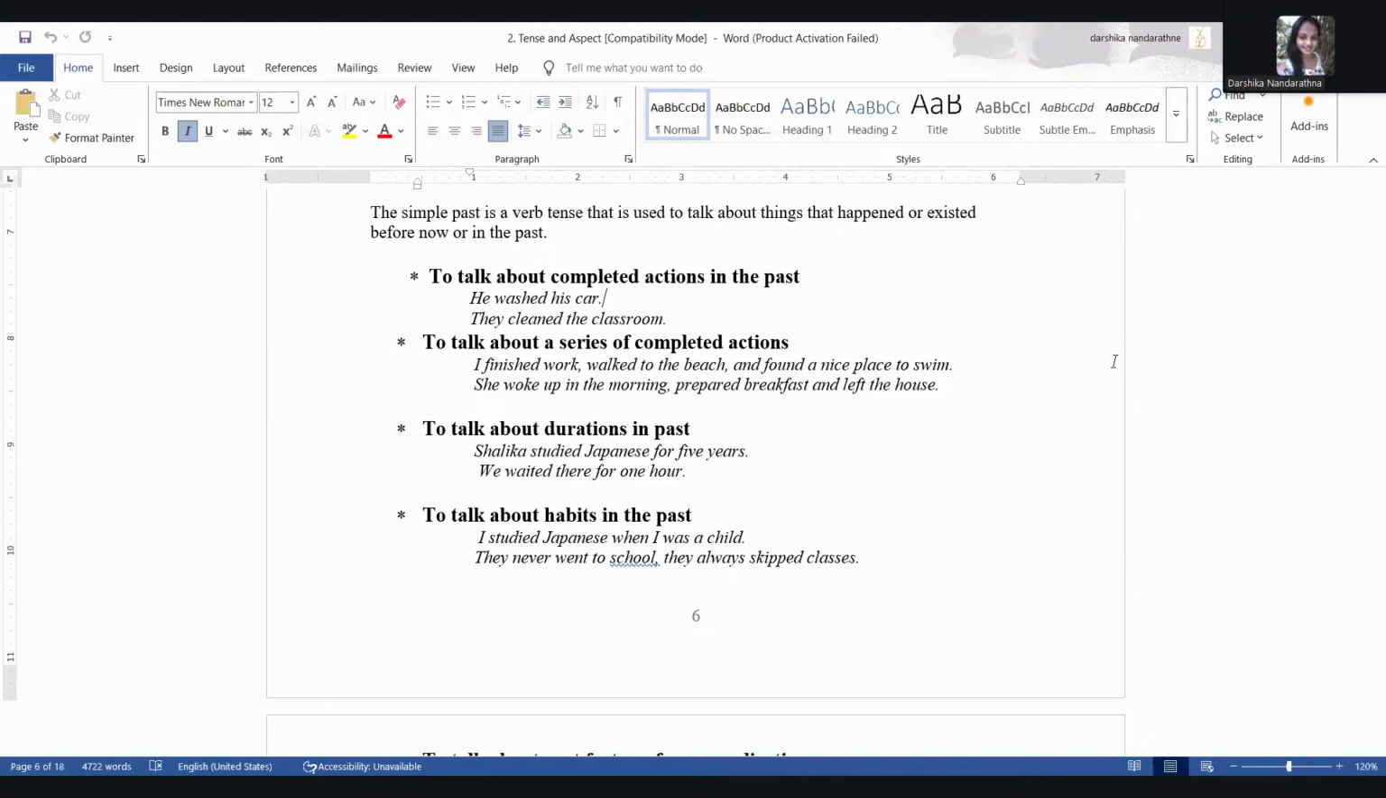When we talk about the habits in the past, then we use simple past tense. I studied Japanese when I was a child.